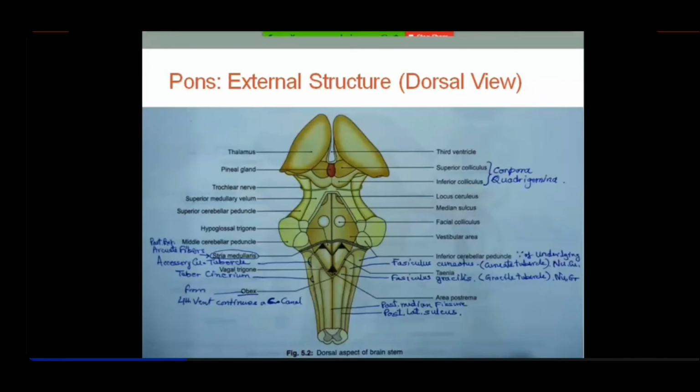Then the pons, this is the external structure which we see from the dorsal view. Actually we cannot see the dorsal view of the pons unless we remove the cerebellum. So the cerebellum has been cut and removed. These are the cut ends of the three cerebellar peduncles. You can see this is the superior cerebellar peduncle forming the superolateral and superomedial boundaries, and the thinned margin of this peduncle is called the superior medullary velum.